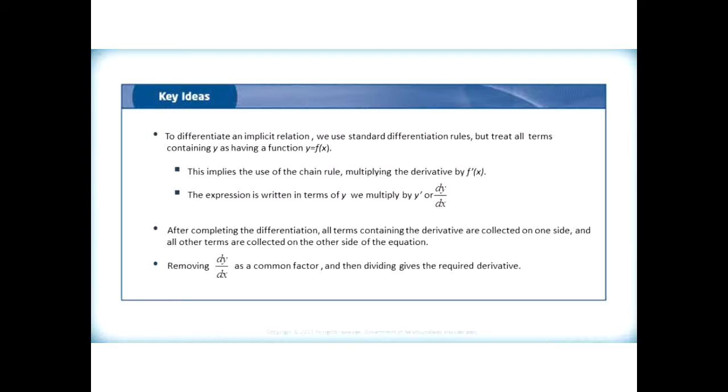First thing, we say to differentiate an implicit relation, we use standard differentiation rules, but we treat all terms containing y as having a function y equals f of x. This implies that we have to use the chain rule and multiply by the derivative f prime, but for the expressions written in terms of y, we multiply by y prime or dy over dx. Maybe your teacher uses y prime instead of dy over dx, but it's the same process. So after completing the differentiation, all terms containing the derivative we collect on one side. All terms that don't have the derivative go to the other side. Take out the dy over dx as a common factor. Divide both sides by the junk, and we have our derivative.